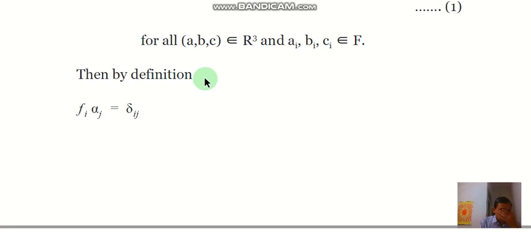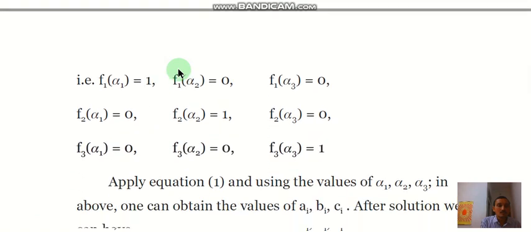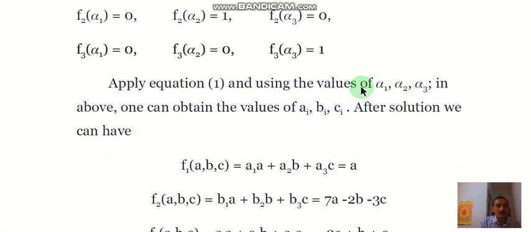We have the definition of the dual basis, that fi(alpha j) equals Kronecker delta ij, and this Kronecker delta ij equals 0 when i is not equal to j, and equals 1 when i equals j. So using this condition we can write the equations as f1(alpha 1) equal to 1, f1(alpha 2) equal to 0, f1(alpha 3) equal to 0, and so on. Applying equation 1 and using the values of alpha 1, alpha 2, alpha 3 as given above, one can obtain the values of ai, bi, ci.